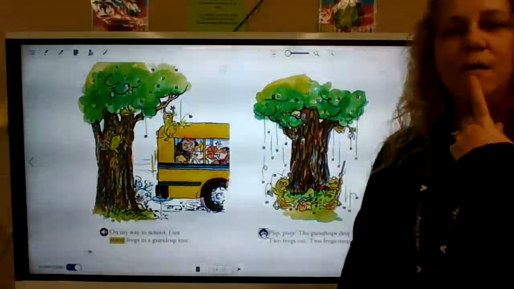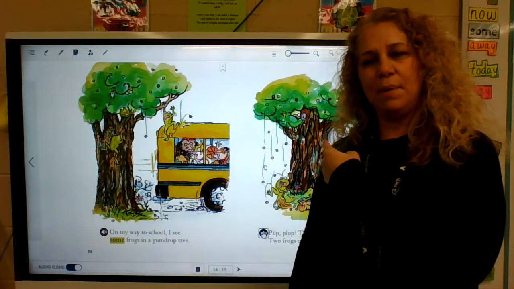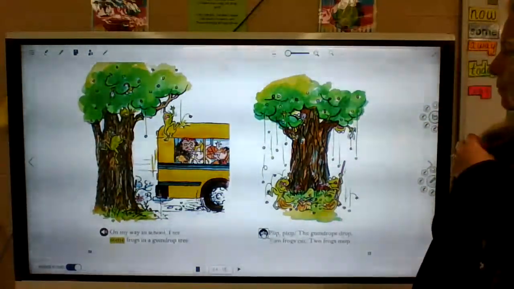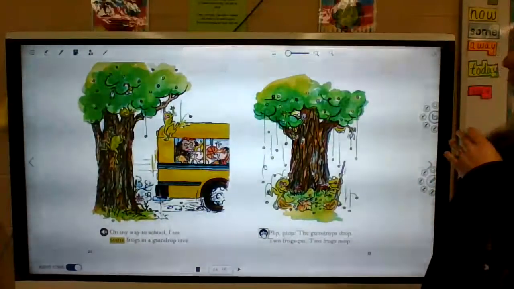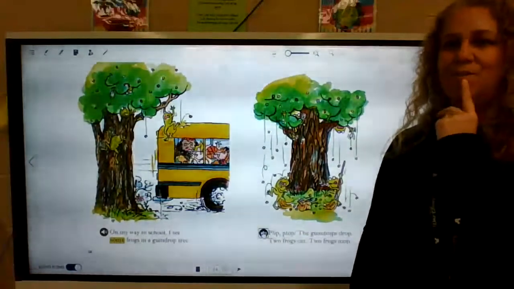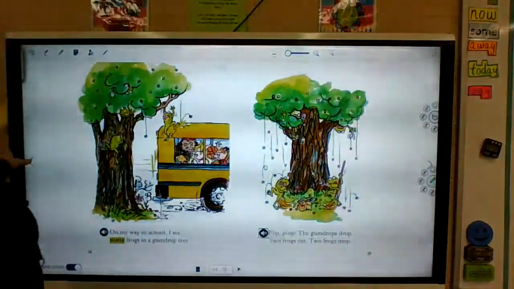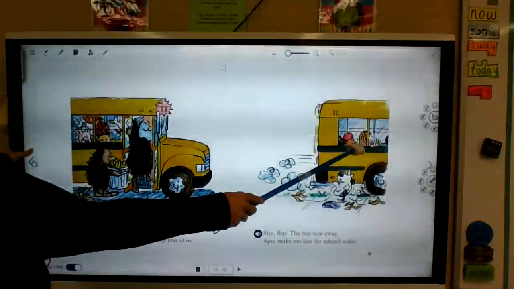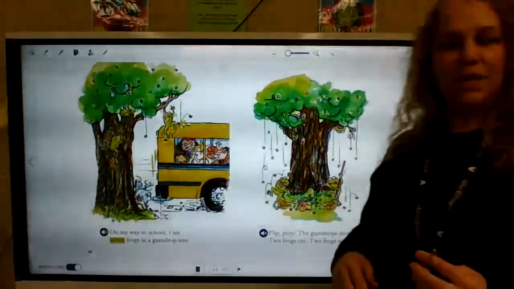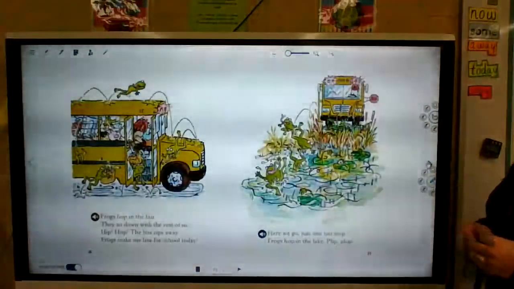Okay, so based on what the apes and the pig did, what's going to happen? Make a prediction. Did you say frogs are going to get on the bus? What do you think about the gumdrops? Because remember, if we looked at the illustrations back here, the kids were eating the bananas. So should we predict that the kids are going to eat the gumdrops? That would be a good prediction.